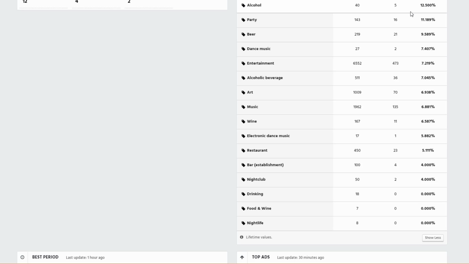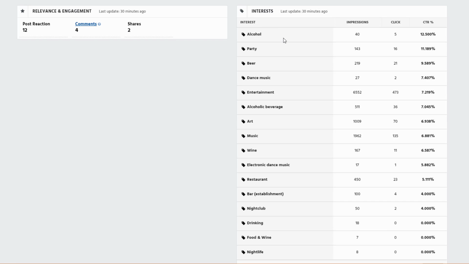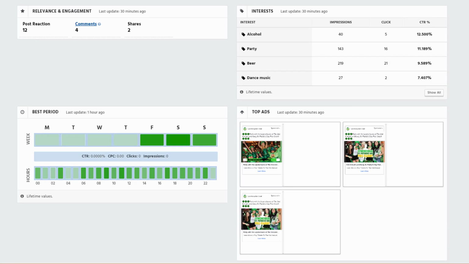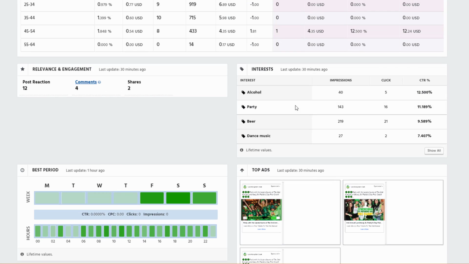Our best group is right here at alcohol. So maybe we need to shut down this one, especially if we haven't gotten any conversions from it. But right now, alcohol has got a 12% click-through rate. So that's a better relevance score. All these other ones, we can start pausing and make sure we put more money into, let's say, I bet beer is doing well too. There you go, 9%. Party, 11%. So those are already being shown right here. These are your best performing interest groups.